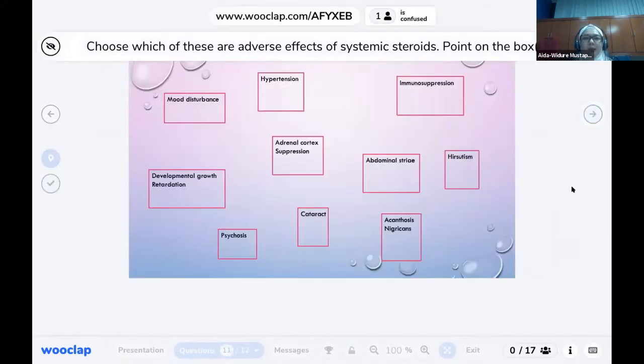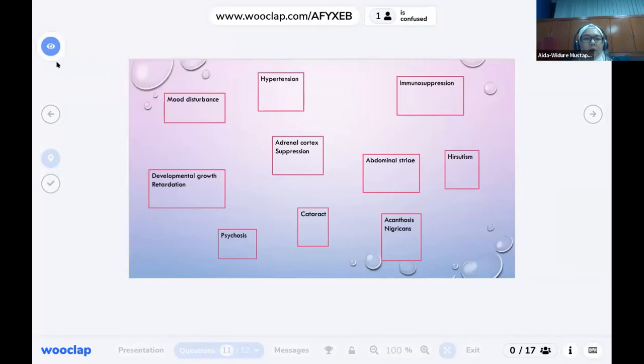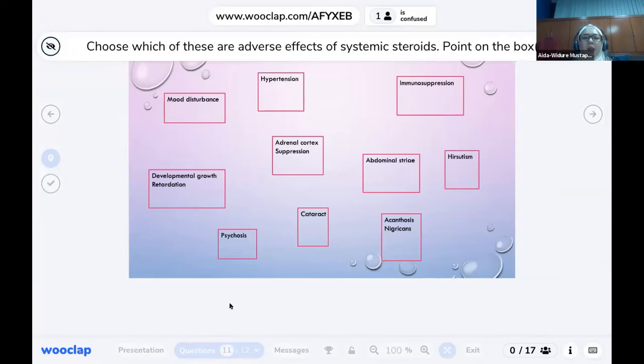This one is nicer. Okay, in here you just point which of these are adverse effects of systemic steroids. You just point on the image to all the adverse effects that you think can happen with systemic steroids. You can do multiple points on the boxes. This is more of a factual kind of knowledge, but we make it a different format so that the students are engaged and not bored by just multiple choice questions.